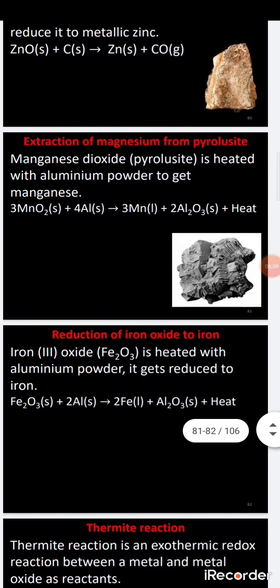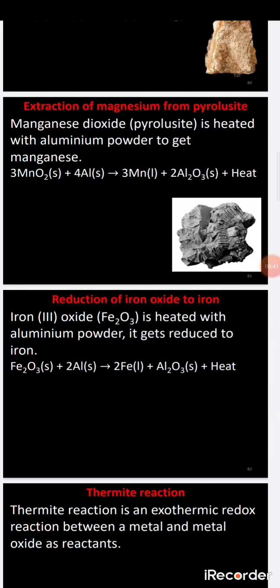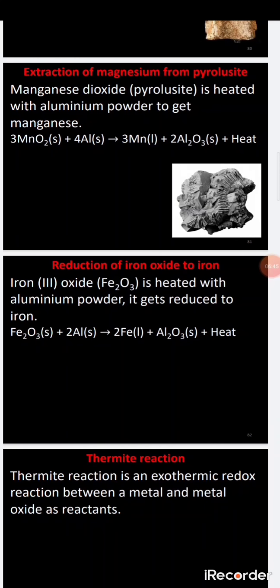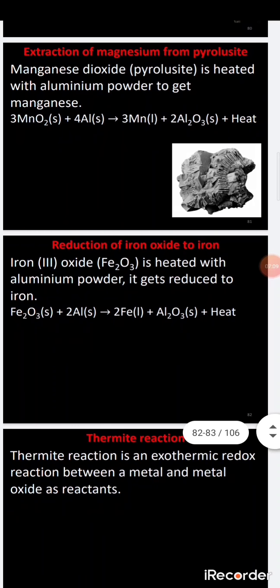Here they have also mentioned one more, the reduction of iron oxide to iron. Iron oxide is Fe2O3. It is also heated with aluminium powder. In the last extractions we got aluminium oxide, but in this case we are heating the iron oxide, Fe2O3, with aluminium powder so that it gets reduced to iron.